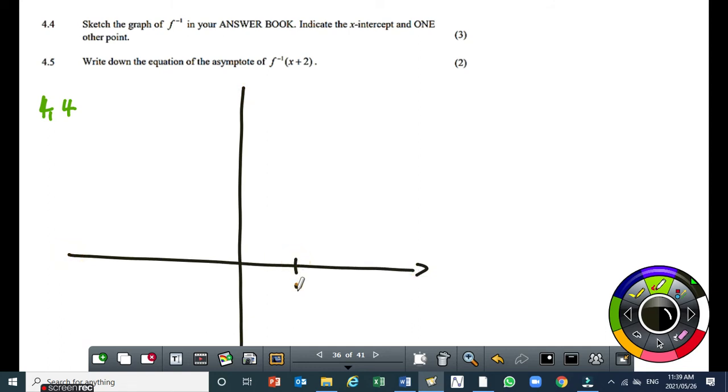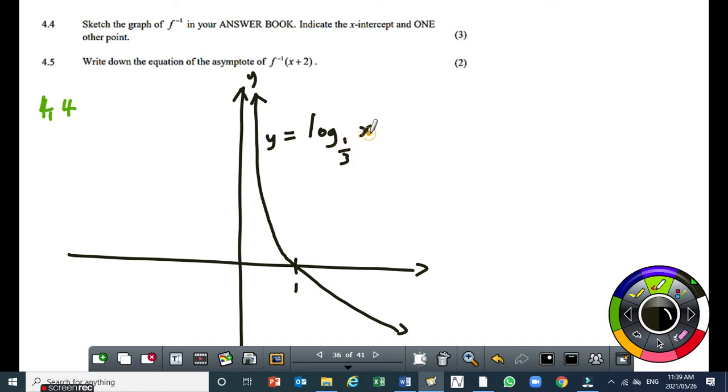Obviously here, x is 1. So when you sketch it, you just draw it nicely, and then you label it. This will be y equal to the log of x to the base of a third. And then you are done. So it's 3 marks. One mark is for the x-intercept, the other mark for the shape, and you might get a mark for the asymptote.